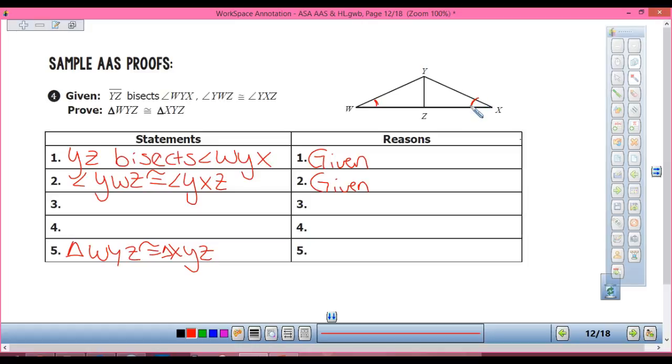It says YZ bisects an angle, WYX. WYX is this big angle, right? And if there's a bisector, it's going to split it into two angles. Okay, so I'm going to split it into this angle and this angle. So one angle is angle WYZ is congruent to angle XYZ by definition of an angle bisector, yeah?